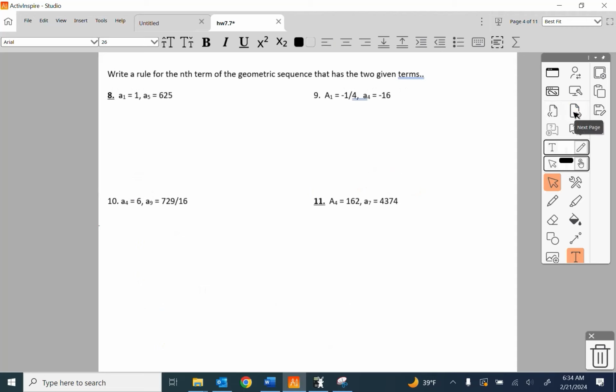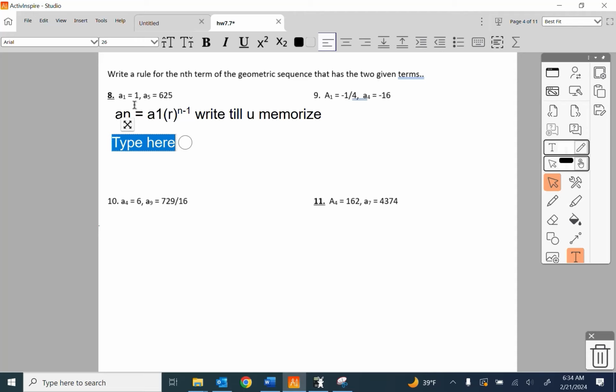These are very similar. Here we're given both terms, but the first one's kind of a joke because you got the first term. And again, we're going to use a sub n is a sub 1, r to the n minus 1. Notice I just keep writing this thing down. You write it till you memorize it. I actually have everything but r. I'm going to talk about a sub 1. It's 1 equals, oh, sorry, a sub 1 is 1.